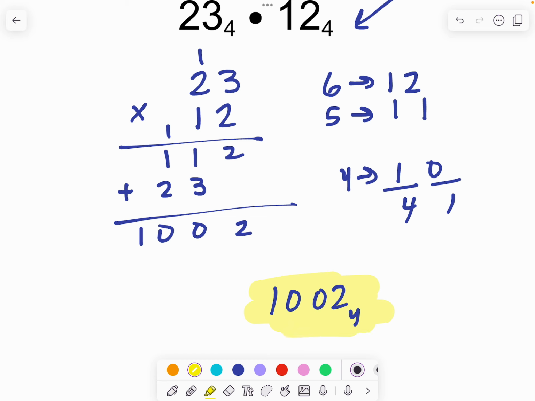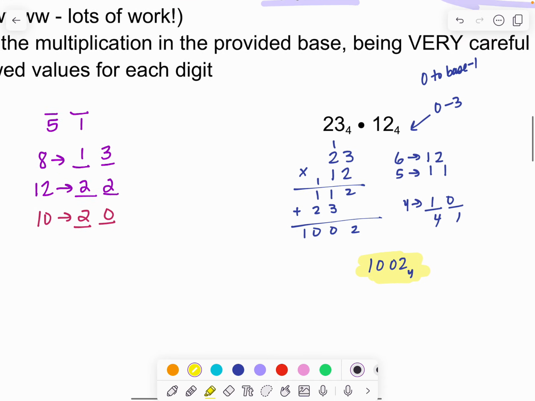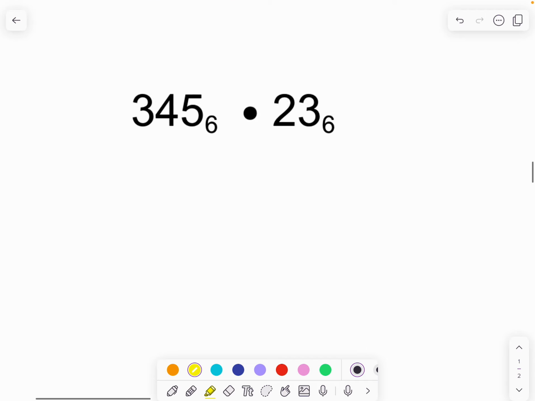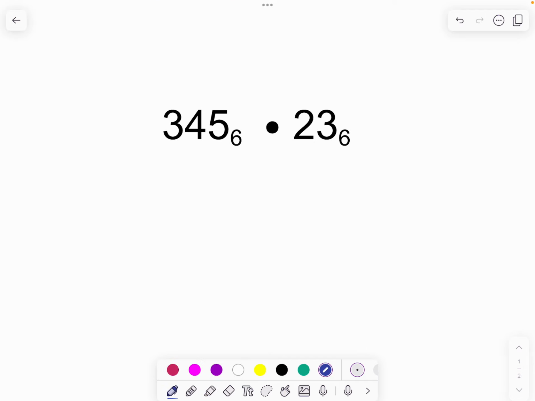All right, now as the bases get bigger, as there are more digits involved, you just have to be more and more careful. If you find as you're going through and doing these that you're making lots of mistakes, then you might be better off converting to base 10, multiplying, and then converting back. It's up to you. All right, so I'm going to go ahead and work through this one for base 6, but before I show the work, why don't you pause the video and give it a try on your own.